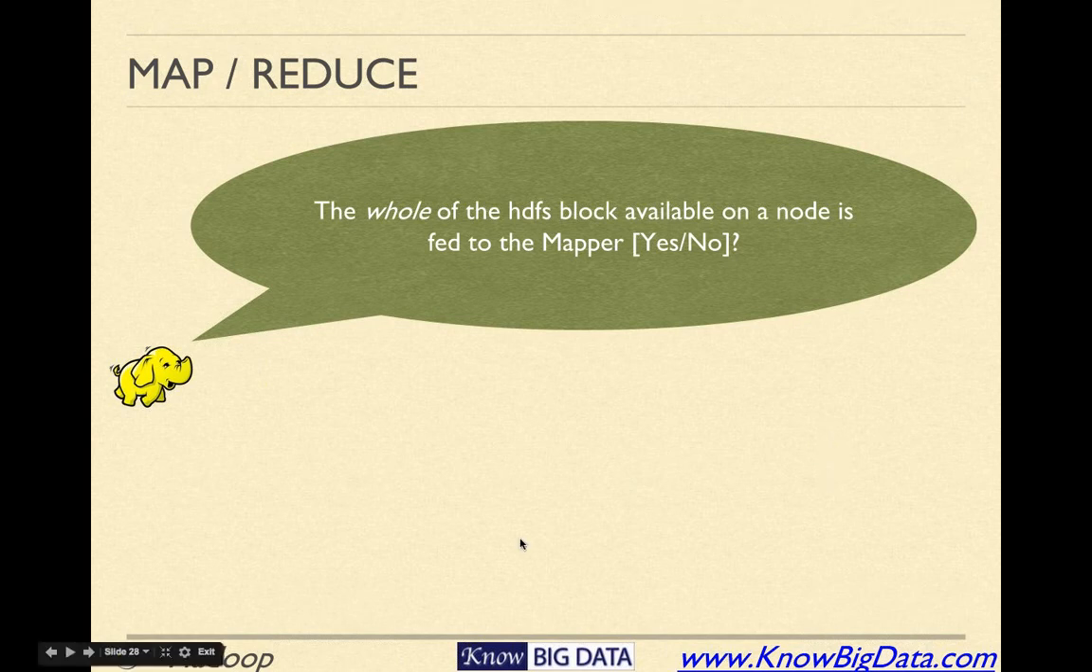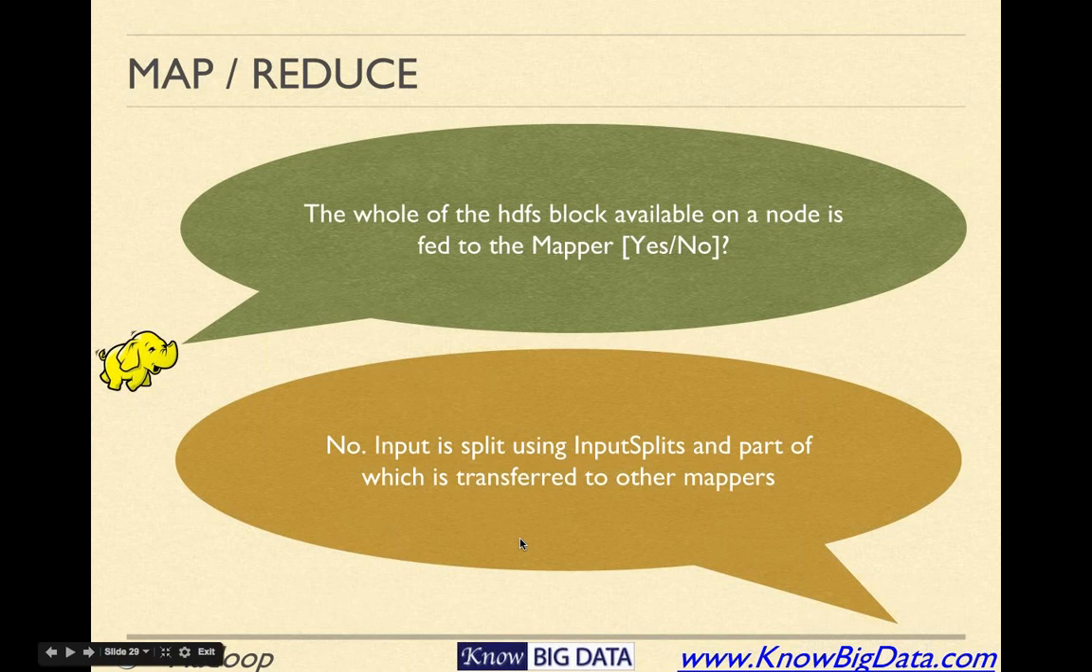All right, so the answer is no. The input is split using something called input split. So we read the block, we see if the boundary is at the correct place or not. If it is not, then we try to transfer the last line or the first line in order to make it proper data. Okay, let's think about our word count example.